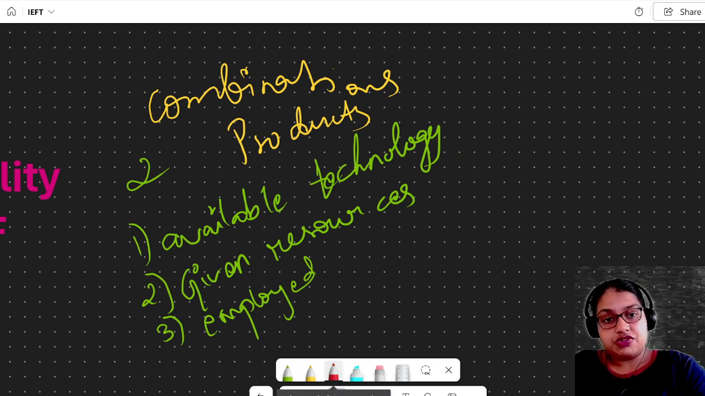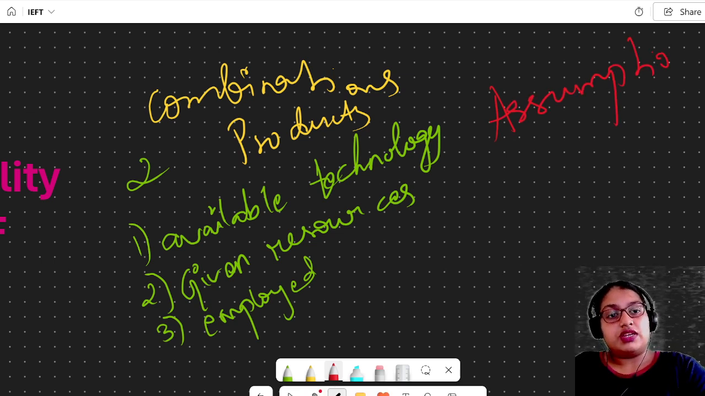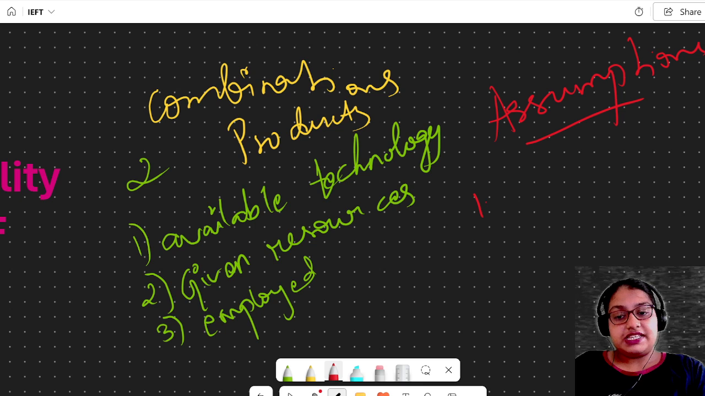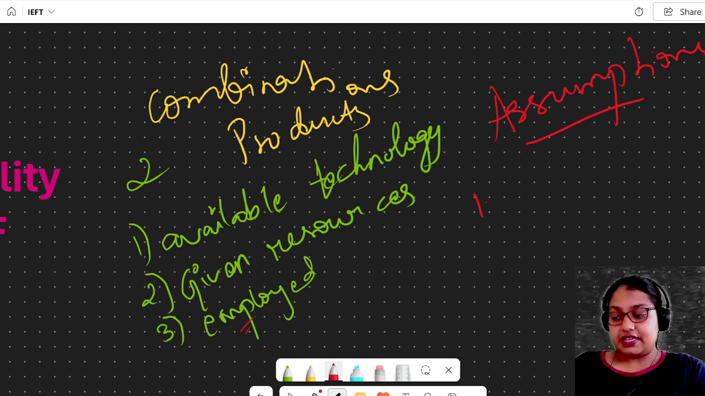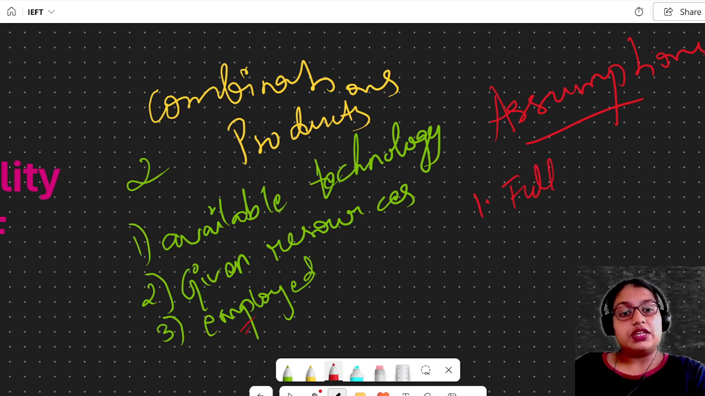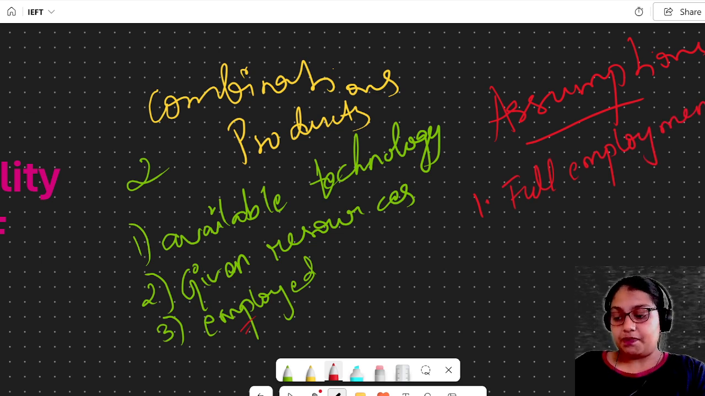Now for the production possibility curve, I have three assumptions. What are the assumptions? First one is the economy is operating in full employment. I have told you here, fully and efficiently it has to be employed, right? So what does it mean? The economy should be operating at full employment.